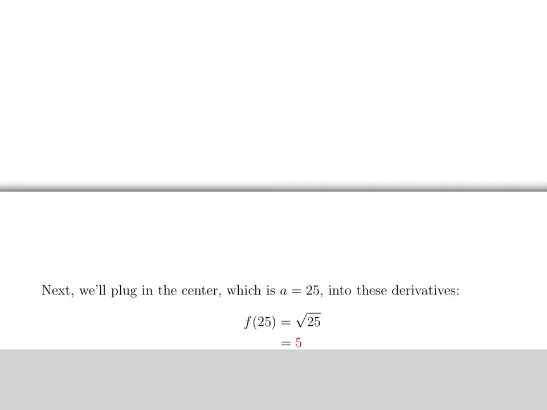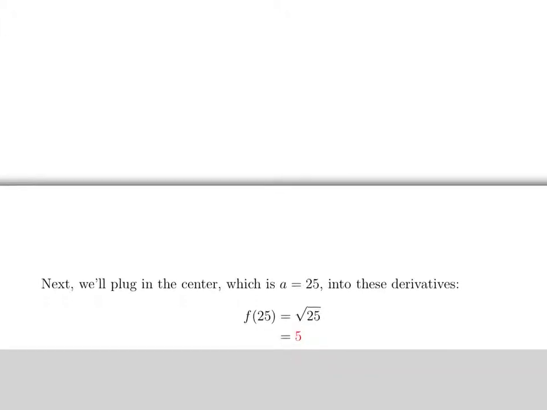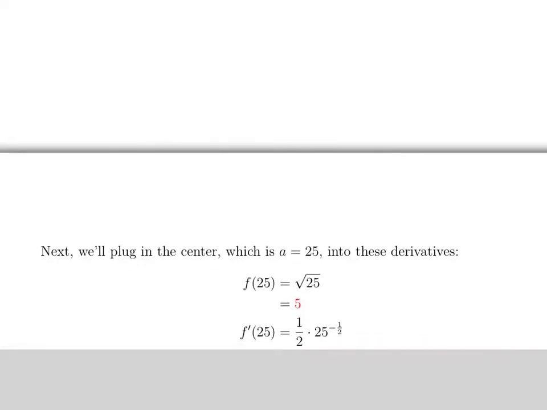The next thing we want to do is actually plug in the center, that's a equals 25, into the derivatives. Okay, so if we plug in 25 into the original function, then we just get square root of 25, which is 5. Okay. If we now plug 25 into the first derivative, we're going to get 1/2 25 to the minus 1/2.